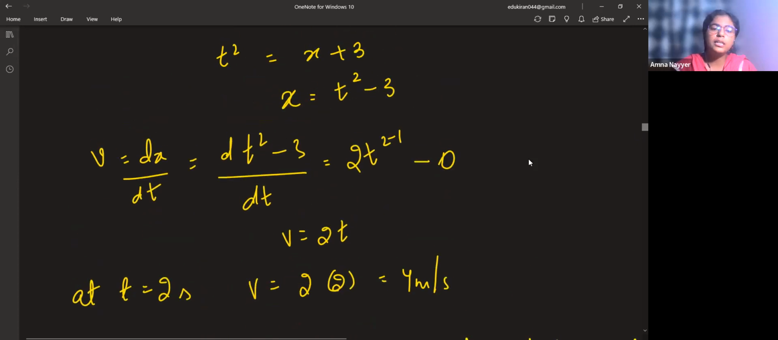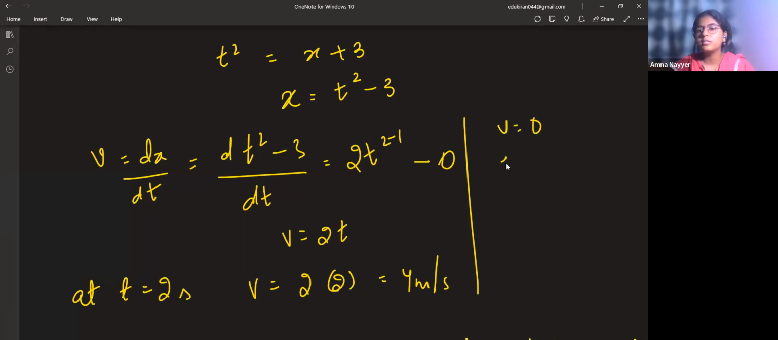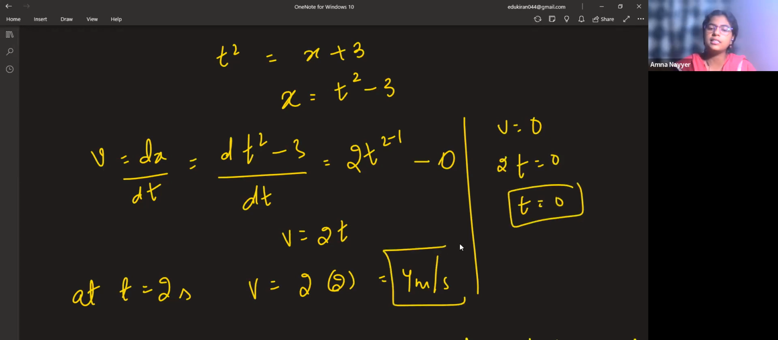And see one more thing. It is saying when the body stops. So when it is asking when the body stops, you make v as 0. In the last question also we had put velocity as 0. That means 2t is 0, that is t is also 0. This is the time, this is the velocity. A revision also of what we have done.